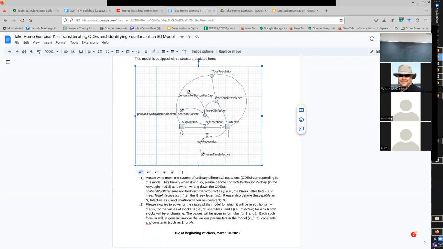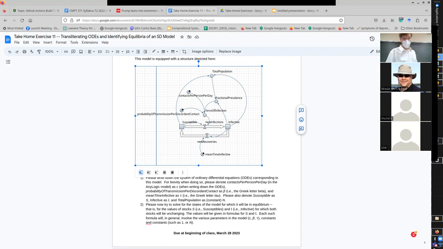The second part of the exercise asked you to solve for the equilibria of this system, the points where the system is in balance. And I'd like to go over both those components.